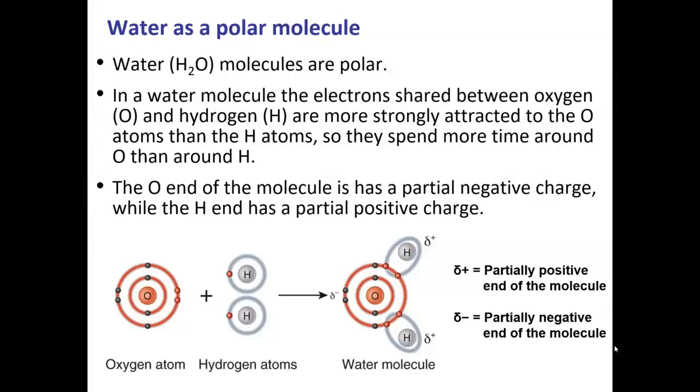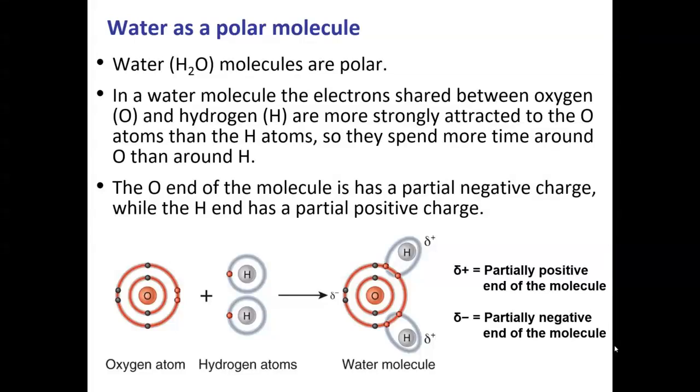So that's what we call polar covalent bonds, and this is a polar molecule. Why would the electrons spend more time spinning around the oxygen than the hydrogens? Because opposites attract, again. The negative electrons are attracted to the positive protons in the nucleus. This one has how many protons in its nucleus?